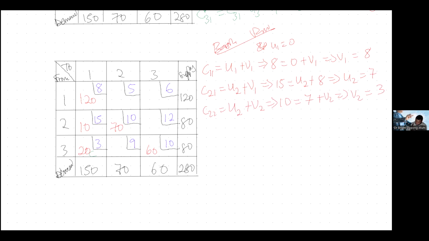Now we look at C31. So C31 is U3 plus V1, right? When you evaluate that, C31 is 3, it's equal to U3, which we don't know yet, plus V1. We already know V1 to be 8. So when we do this, U3 will be equal to 3 minus 8, and that is minus 5.